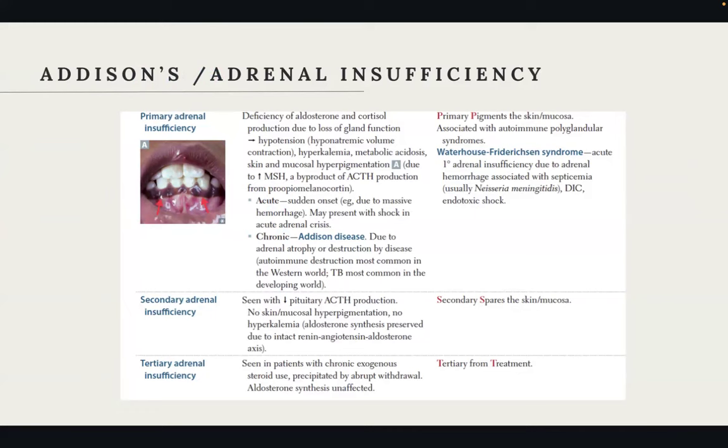How could I have acute or very quick onset of this deficiency in aldosterone and cortisol? It's going to be due to hemorrhage. So basically, I had hemorrhage to my adrenal gland. It's not receiving any more blood. The gland is dying. I'm going to be having a decrease in aldosterone and cortisol very, very quickly, very acutely, over a short period of time.